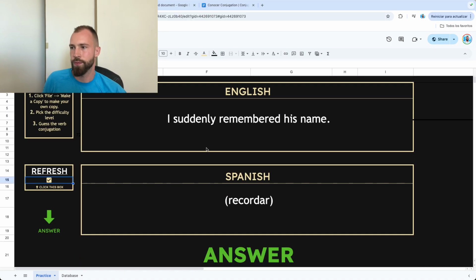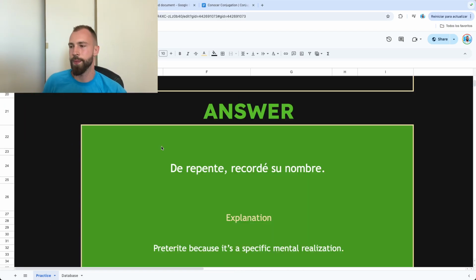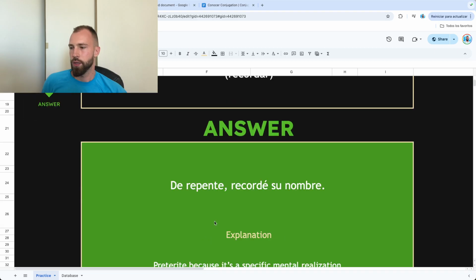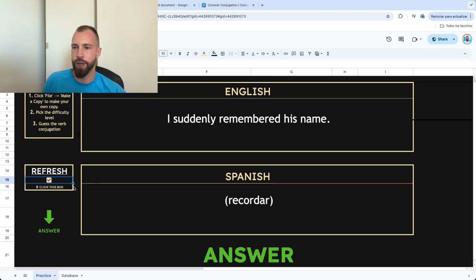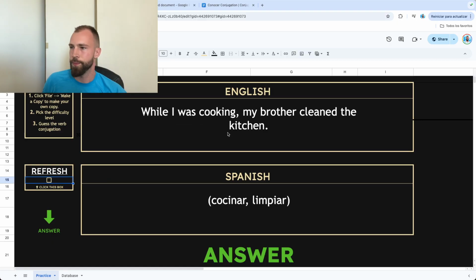Recordé su nombre. So we're not saying I was remembering his name, which would be recordaba su nombre. We're saying I remembered his name. That's referring to a specific moment when I suddenly remembered his name. Preterite because it's a specific mental realization. That's a little bit of a roundabout way of explaining it.